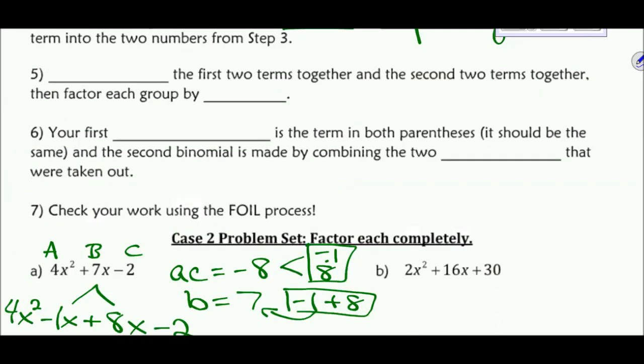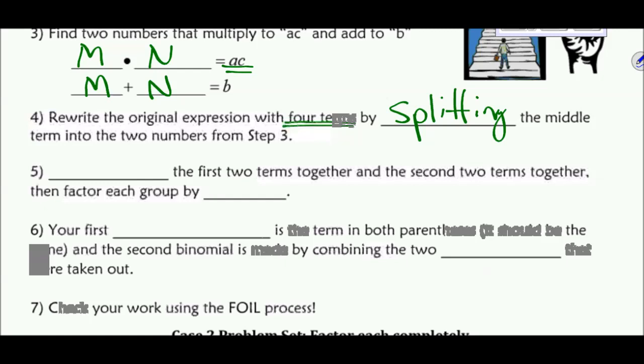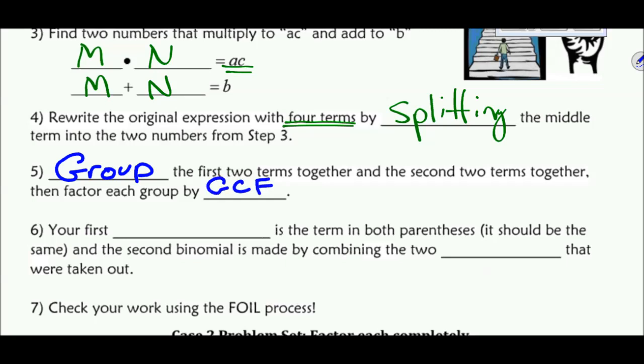So that was step 4. We split that middle term. The next step, we want to group the first two terms and group the second two terms, and then factor them using their greatest common factor.